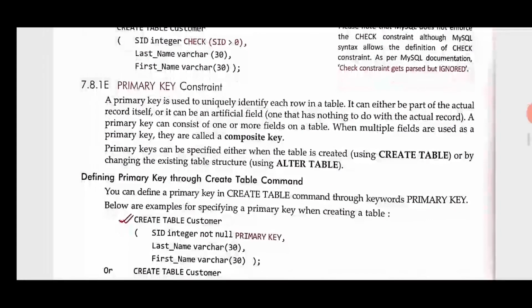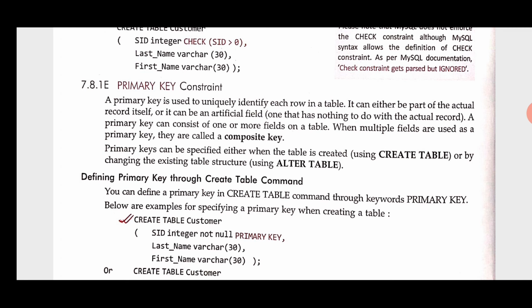Next one, primary key constraint. A primary key is used to uniquely identify each row in a table. It can either be part of the actual record itself or it can be an artificial field. Artificial in the sense one that has nothing to do with the actual record that we can add additionally. A primary key can consist of one or more fields on a table.